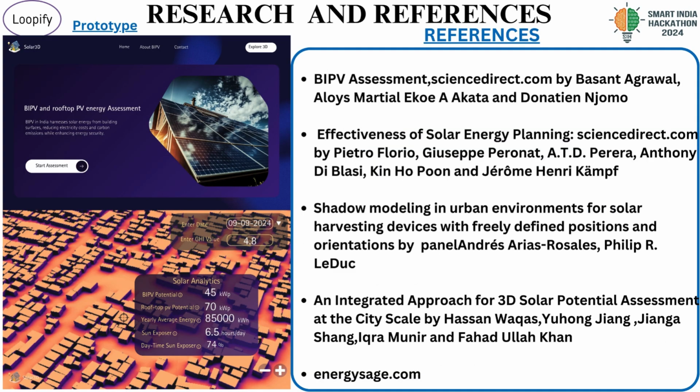Now let's understand the prototype. As shown, the website first displays a homepage. Upon clicking Start Assessment, users input the date and GHI value. The assessment then begins, and results such as BIPV and rooftop PV potential and additional reports such as sun exposure, yearly energy average, and daytime sun exposure are displayed.